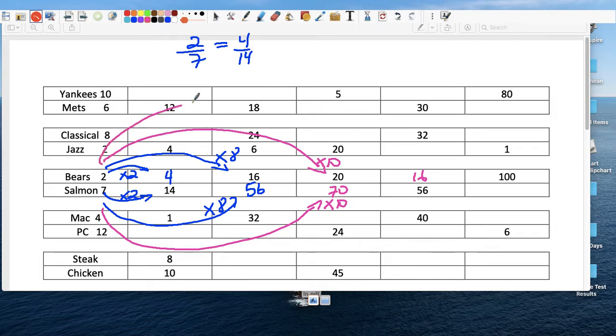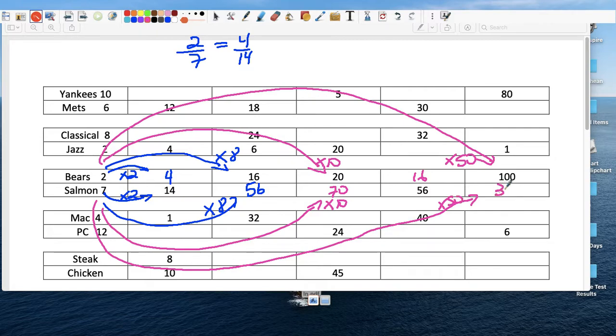And lastly, how did the 2 turn to be 100? Well, times 50, which means I have to multiply the bottom number by 50, and 50 times 7 is 350. So we have 4 over 14, 16 out of 56, and the last one is 100 over 350. They all mean the same.